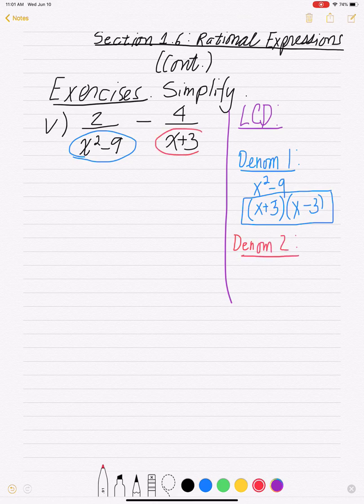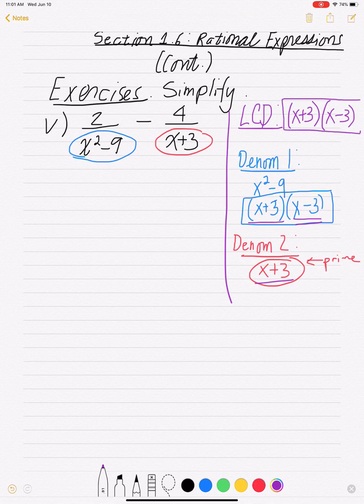Denominator 2: x plus 3 is your denominator, and that's already prime, right? You can't factor that. So remember, when you're finding the LCD, you have to include every prime that shows up, and then take the largest power. So I notice x plus 3 shows up, so I have to include that. The power there is 1 on each of those, so it's just x plus 3 to the 1 power. And then x minus 3 is another prime that shows up. So literally x plus 3, x minus 3 is your LCD.